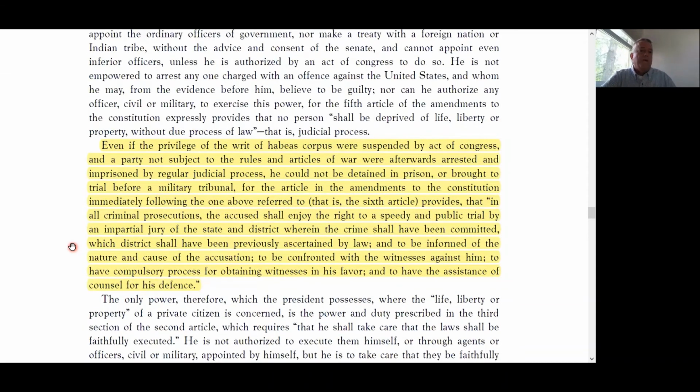Taney also mentions it's not just the writ of habeas corpus that we're talking about. It's also the Sixth Amendment, which Merryman did not even raise necessarily. That the Sixth Amendment, in all criminal prosecutions, the accused shall enjoy the right to a speedy and public trial by an impartial jury of the state and district where the crime was committed. Taney also mentions the Fifth Amendment further on, due process.